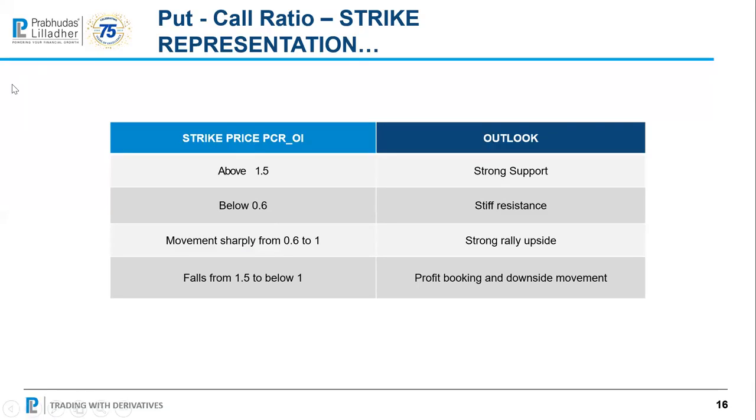Whenever the PCR for any particular strike is above 1.5, we see that as a very strong support. That means, let's say the 15,000 PCR for today is 3, or 2, or 1.8, then 15,000 will act as a very strong support on an immediate basis.